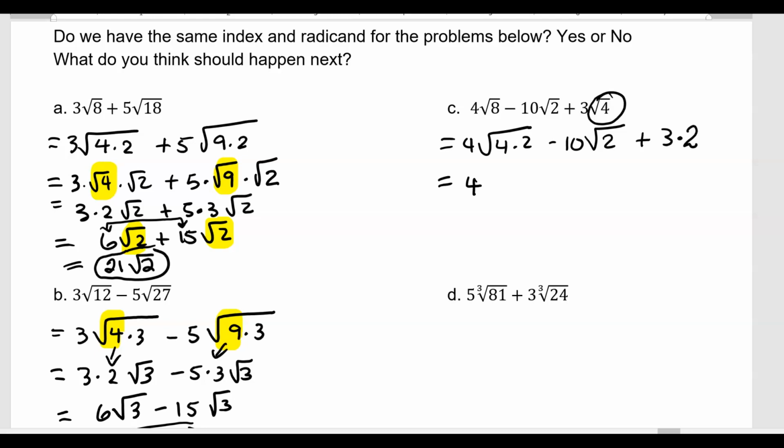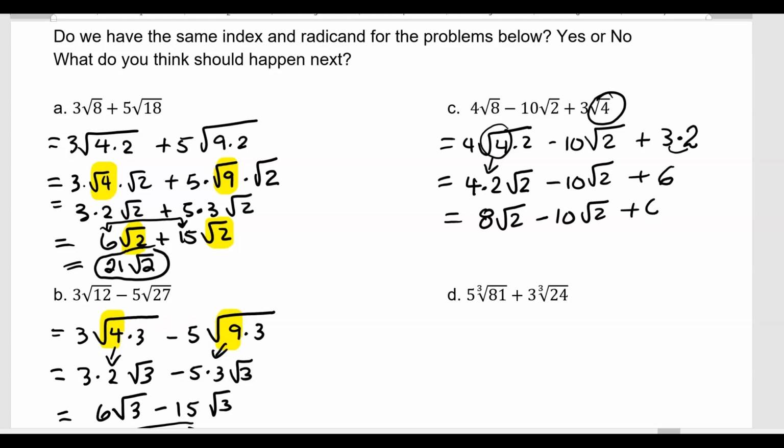So we have 4, square root of 4 is 2, and then we have a 2 still remaining under the radical. And then at the end here, we have a 6, simply a 6, because 3 times 2 is 6. Then we have 8 times the square root of 2 minus 10 times the square root of 2 plus 6, which is negative 2 square root of 2 plus 6. Now, another way you could have written this answer was 6 minus 2 square root of 2, just in case you wrote it the other way.